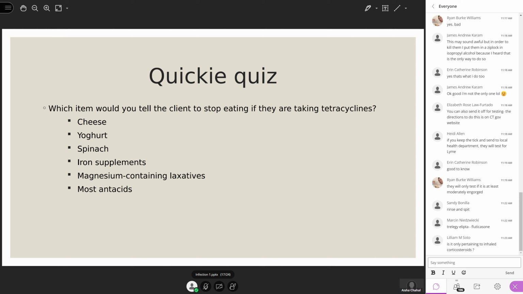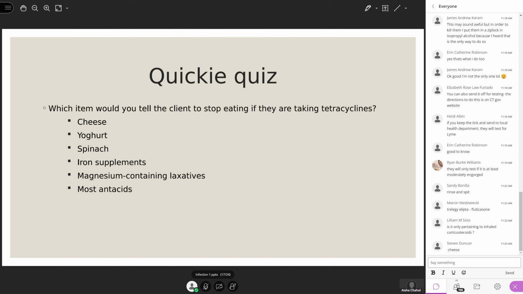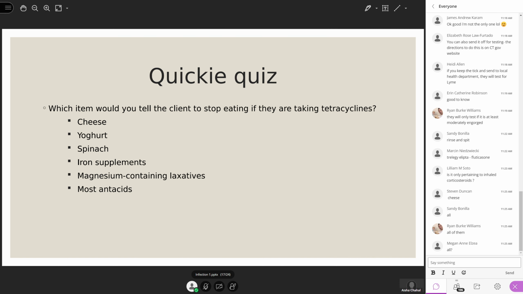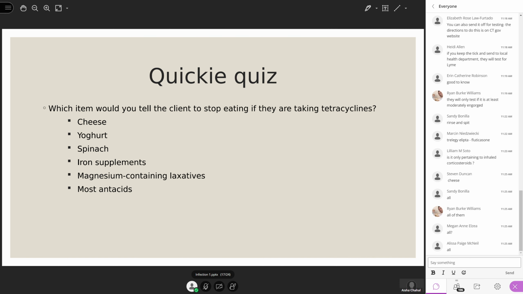Quick quiz: which item would you tell the client to stop eating if they are taking tetracyclines? This is going back to tetracycline, doxycycline from the Lyme disease. Cheese, yogurt, spinach, iron supplement, magnesium containing laxatives, all of them. There you go, all of them.